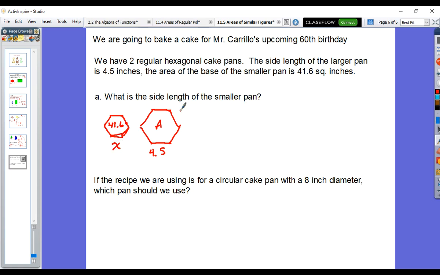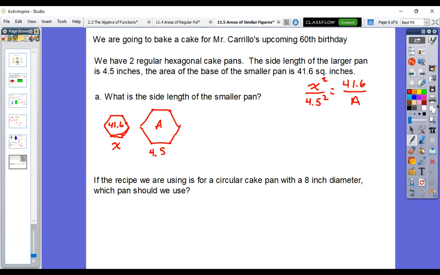Well, if we set up what we have right now, we have small side x squared over 4.5 squared equals our small area, 41.6, over our big area, which we don't have. If we cross multiply that, we're just left with A x squared. That doesn't help us. So what we're going to have to find is the area.